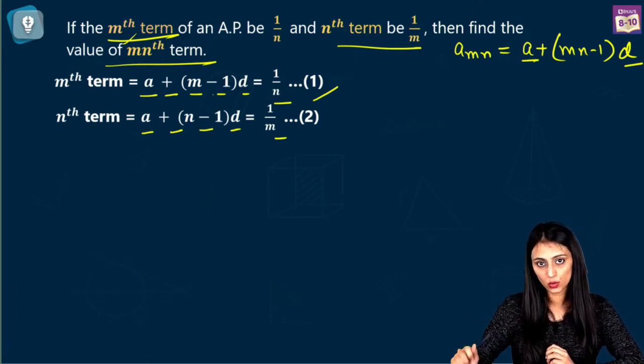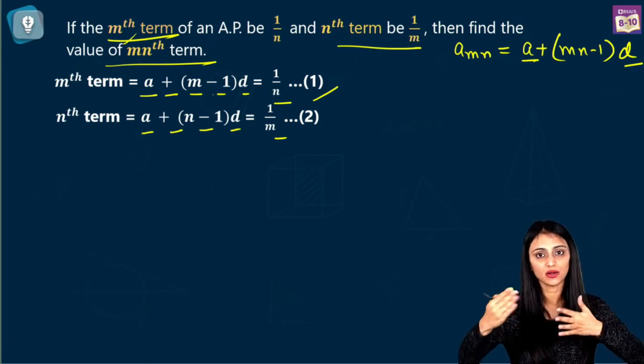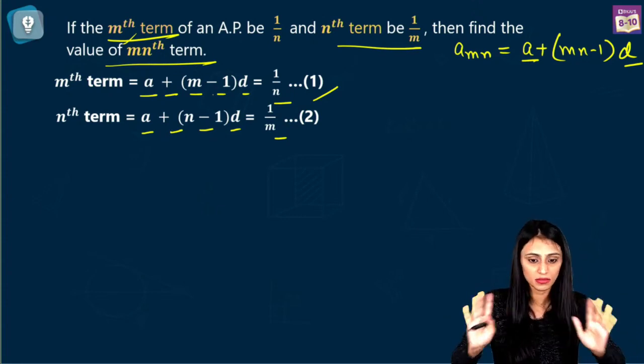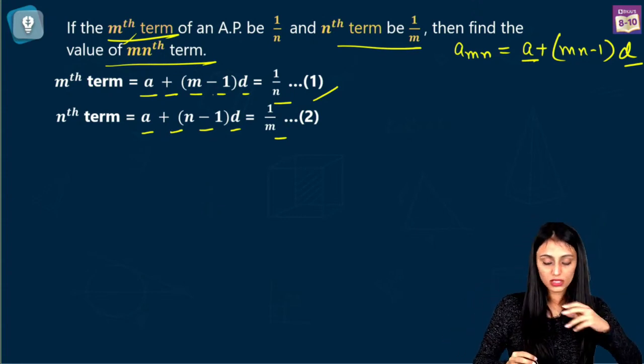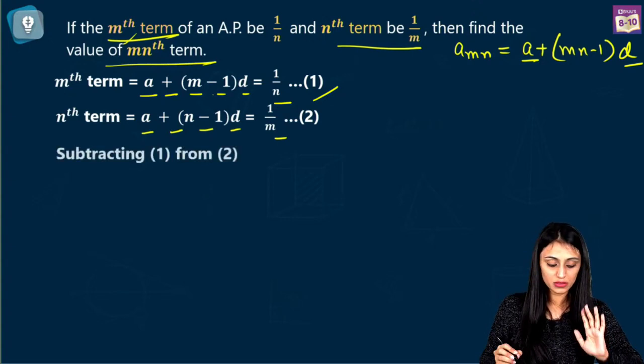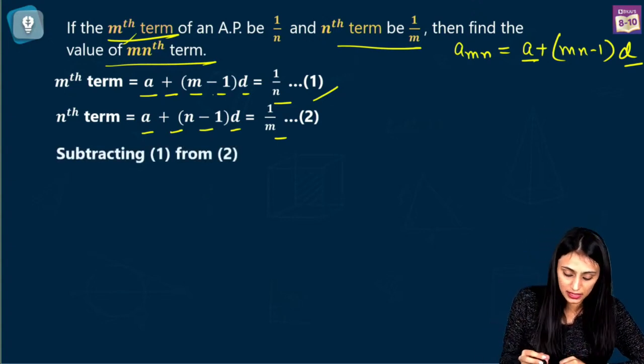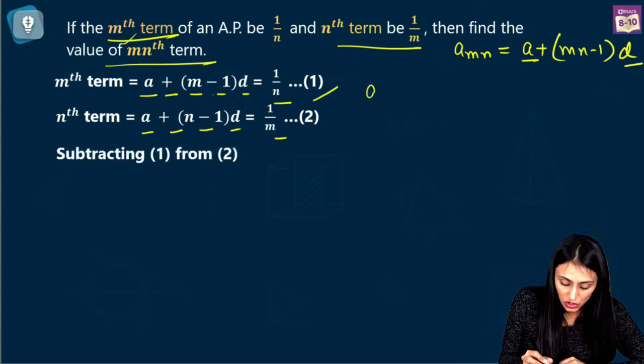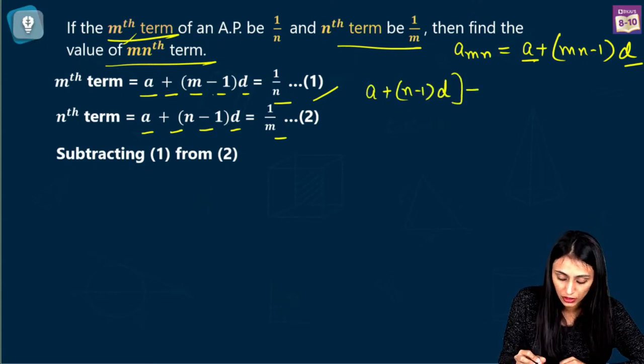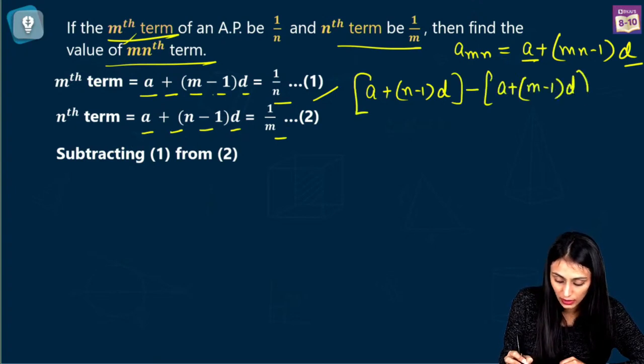We can subtract these two equations. Whether you subtract first from second or second from first, that's okay. It doesn't make any difference. From both of them, you will get the answer. So I'm subtracting first from second. Let me show you step by step. So the second equation is a plus n minus 1 d. From here, I'll subtract the first equation, a plus m minus 1 d.